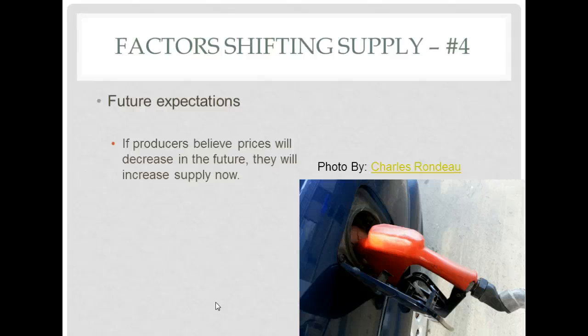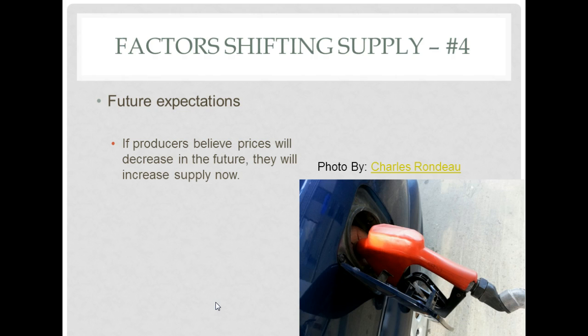And I have a picture of a gas meter and a gas pump there because that's a very common tactic that gasoline companies use. If they know prices are going to go down in the future, they will often ramp up supply in the short run to sell as much gasoline as possible to take advantage of the higher prices. And of course, the opposite would also be true. If they knew prices were going to increase in the future, they might hold back some of their supply, so that they could sell more of it later on. So what we believe is going to happen in the future also affects the supply of a good.